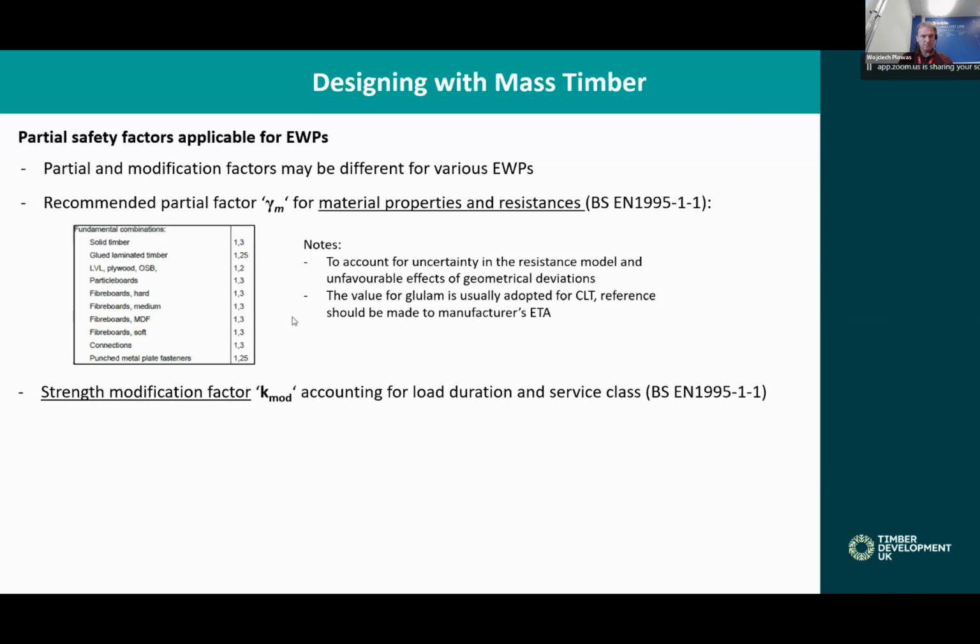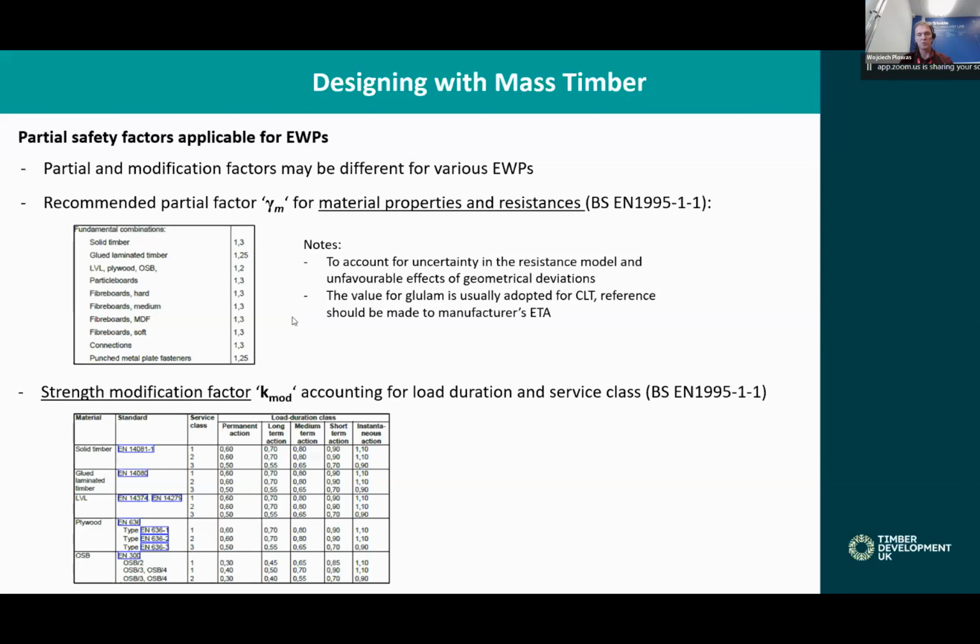Strength modification factor. This is the factor that accounts for load duration and service class, so the load duration, humidity, and temperature in service. Again, this is the extract from the Eurocode. You see that the modification factor might differ for glue-laminated timber, LVL, plywood, and OSB. The table goes on; I had only so much space in this slide, but I think I send the message here that when designing with engineered wood products, you should refer to that and keep an eye on it, so you're sure you're using the right modification factor for your calculations.